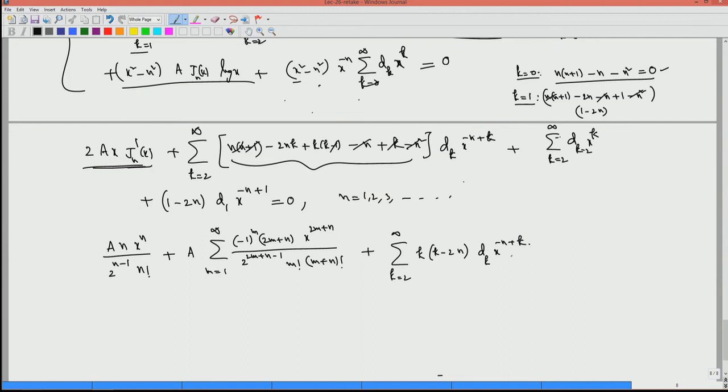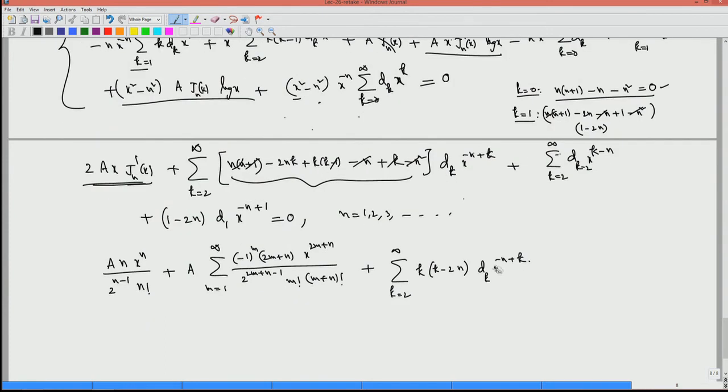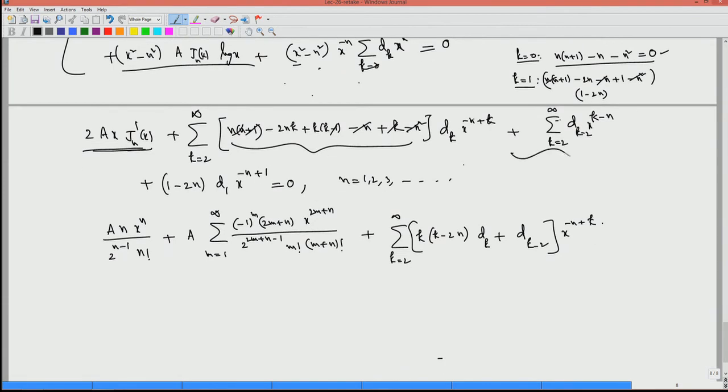So you can put it together. And I think I missed here in this x square into this one, I have missed minus n. So you can put it together these two. So this will become d_k minus 2 times, now we multiply x power minus n plus k. So this together, this and this is this, plus you have 1 minus 2n d_1 x power minus n plus 1 equal to 0. N is from 1 to 3 onwards.